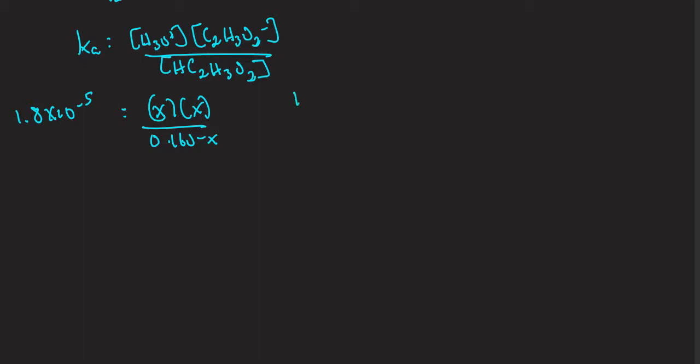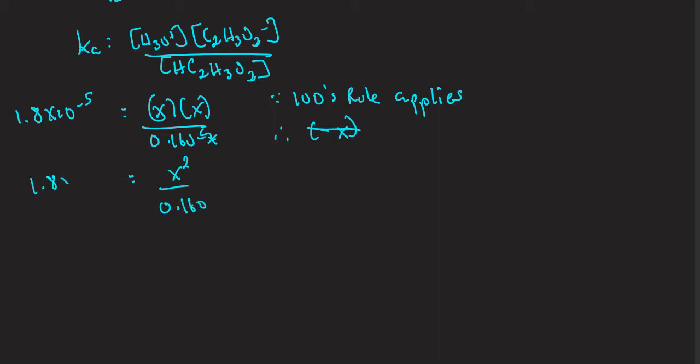Now we can say the hundreds rule, or 5% rule, applies. Therefore, we can take X and cross that out from the denominator. Let's simplify then: X squared over 0.160 is 1.8 times 10 to the negative 5. I'm going to skip a couple steps here. You cross multiply, square root each side, and we end up with X equal to 1.697 times 10 to the negative 3.